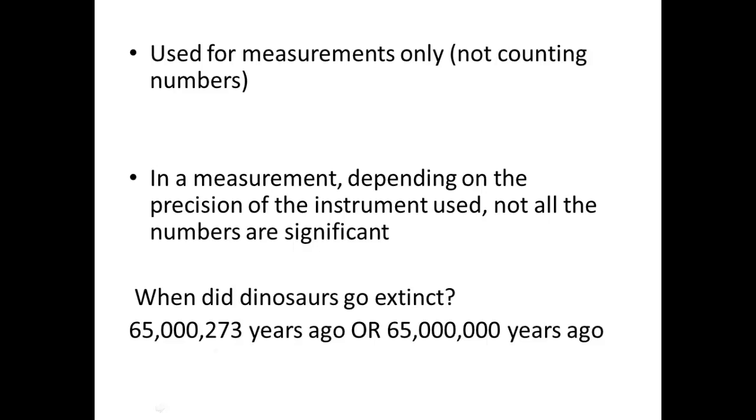Well, we cannot be so precise to say 273 years ago, right? So all these zeros after the 65 aren't significant. They're placeholders. It's possible they went extinct 64 million and some odd years ago, or almost 66 million years ago maybe. So we just say 65 million. Okay, so in this case the 6 and the 5 are significant, but all these zeros are not significant.